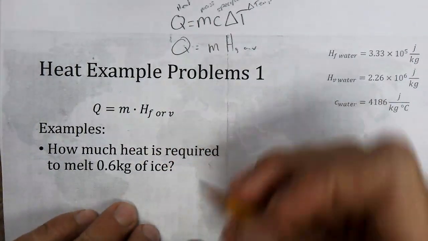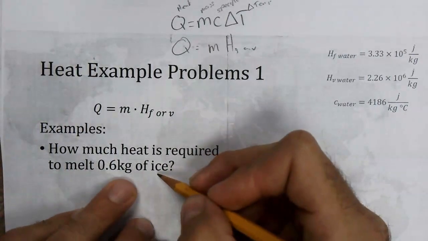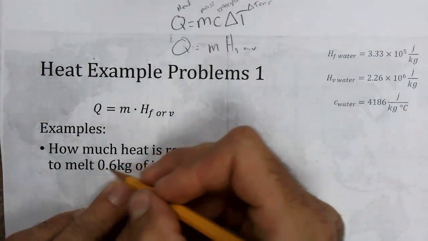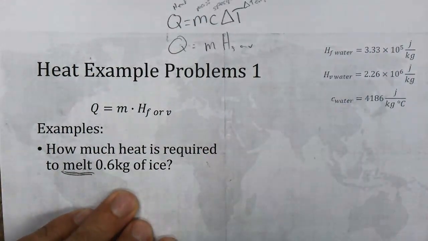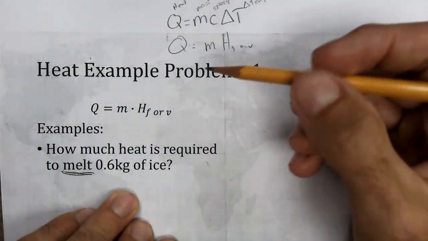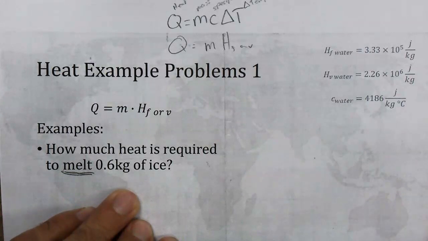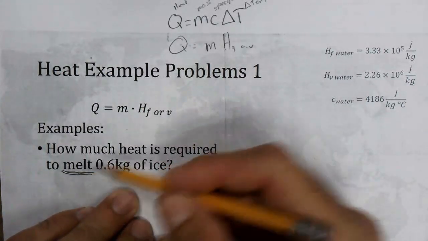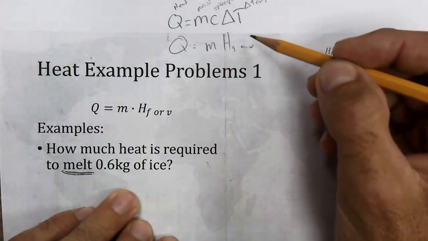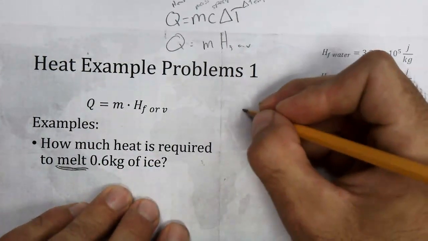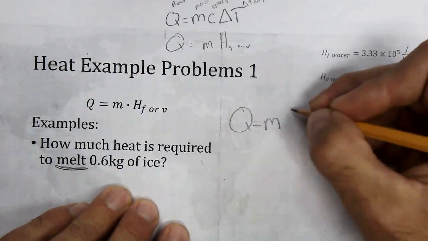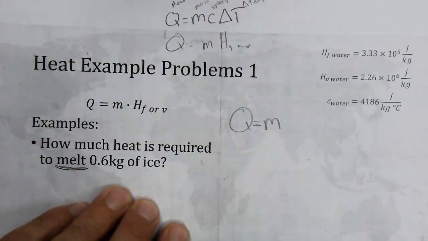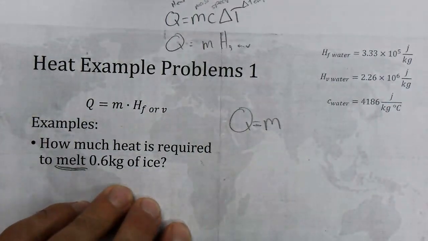So how much heat is required to melt 0.6 kilograms of ice? The first hardest thing is figuring out which equation we need. We're melting it. We're not changing the temperature of it, so we're going to need the second equation, which is Q is equal to mass times the heat of fusion or vaporization. So the next hardest thing is figuring out which of these two numbers do I need, right?